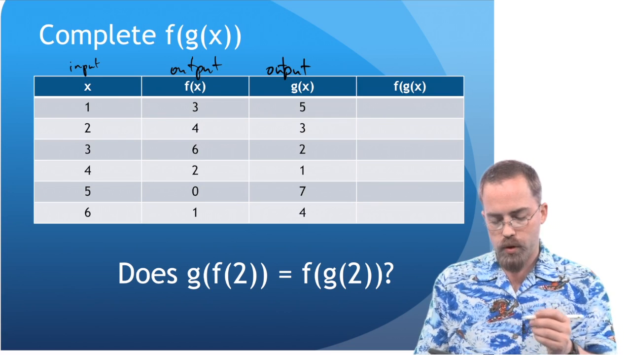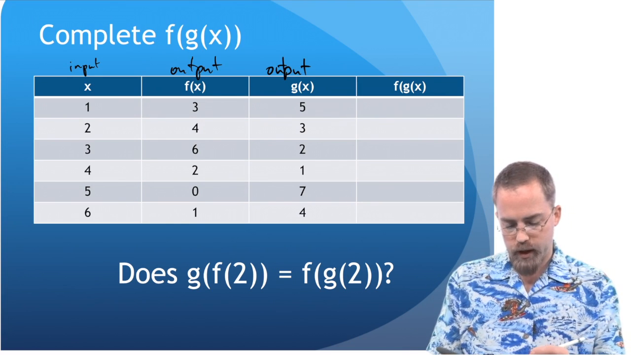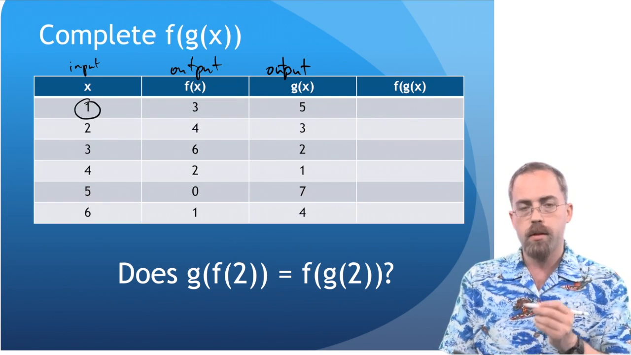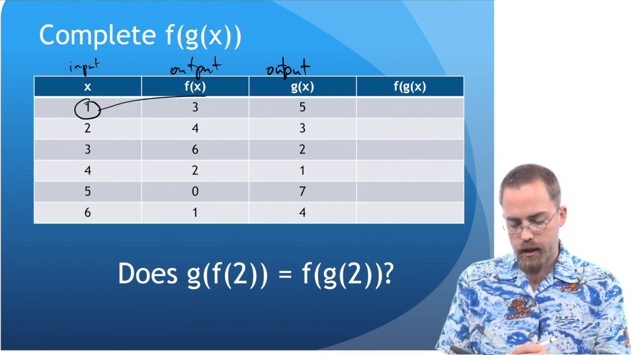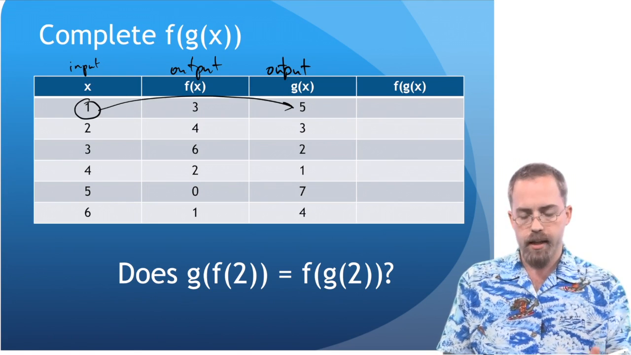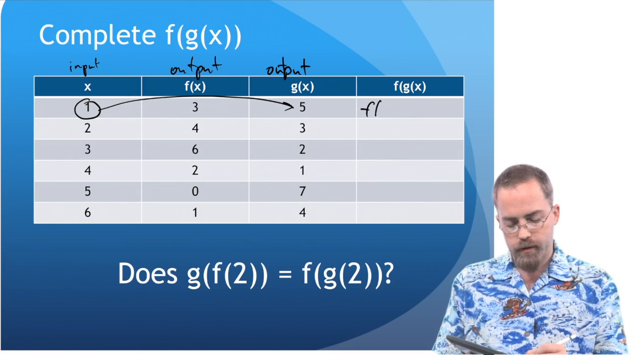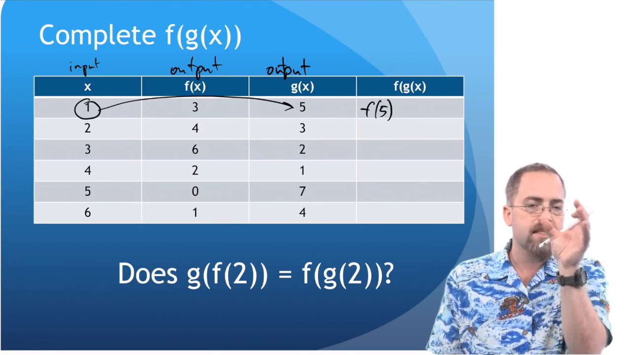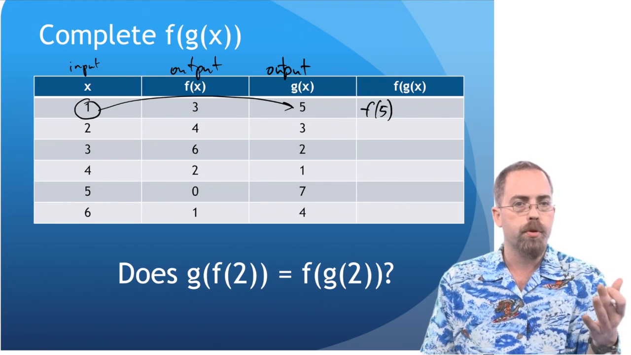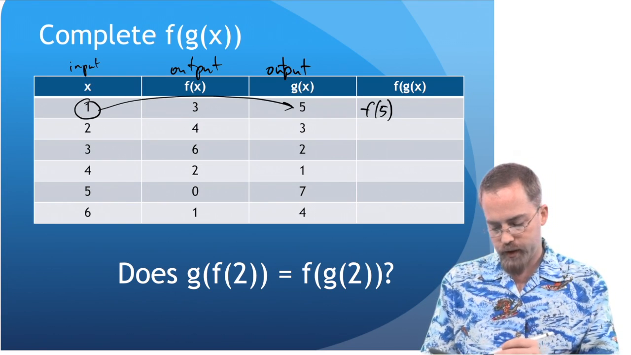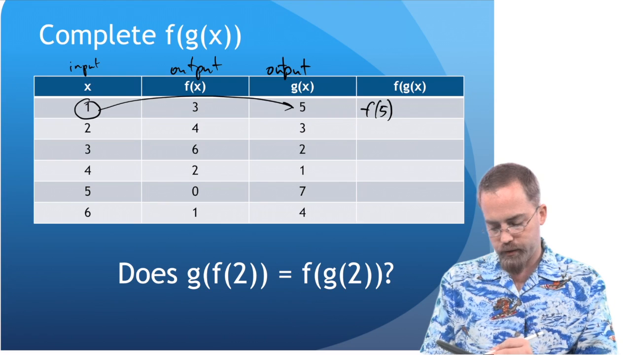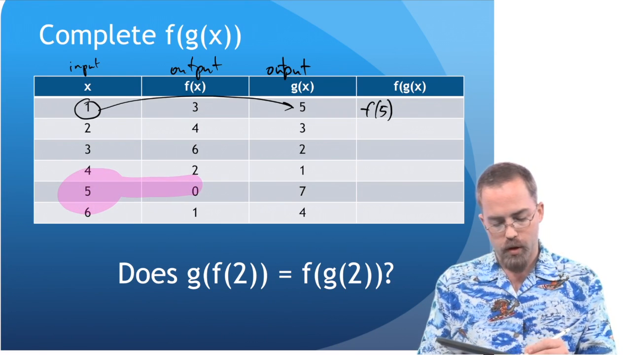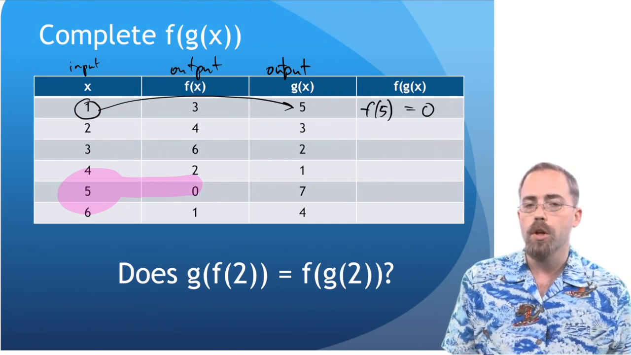So I have to go slowly, inside to outside, and I recognize that if I'm going to put an input of 1, I'm going to plug that into g first and get 5. So the first breakdown of this might be to recognize that the part inside the parentheses is 5. The output of g at 1 is 5, and then what is the output of f at 5? Well, that's 0. So that's what needs to go in this column.